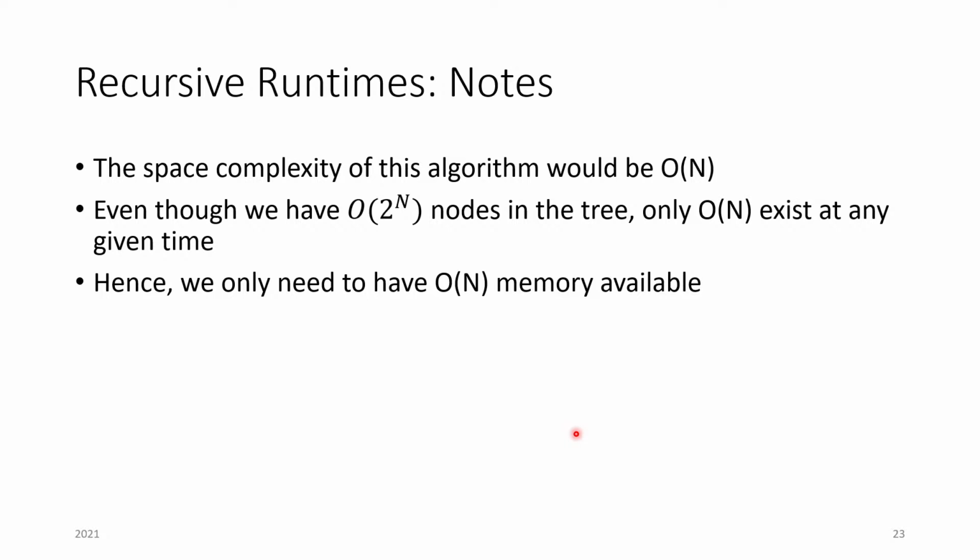The space complexity of this particular algorithm is going to be O of n. This is because even though we have O of 2 to the power of n nodes in the tree, at any given time we only have O of n existing regarding the memory use. So you only need O of n memory available for each one of those particular nodes.